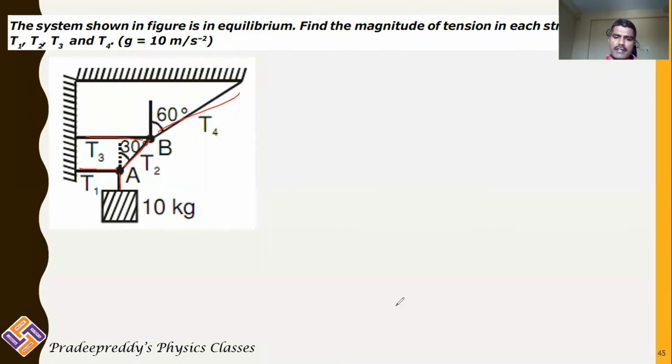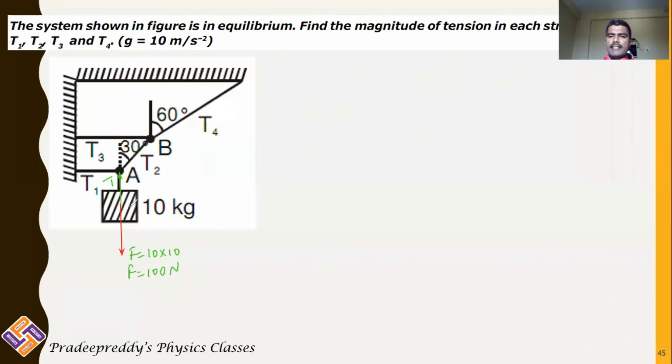Now, I want to locate these tensions in the string. Whenever you want to find the tension in a string, first we start with the one mass, which is 10 kg. All the masses of the strings are negligible. There is only one 10 kg mass attached here. This 10 kg mass will experience a force in the downward direction, that is gravitational force. This gravitational force is counterbalanced by tension in the upward direction. Therefore, there will be tension T here, and the gravitational force is 10 into 10, so F will be equal to 100 Newton.